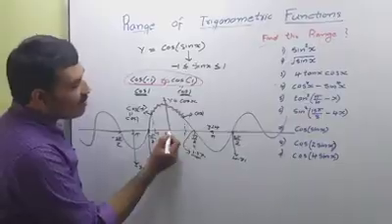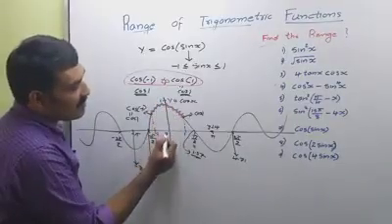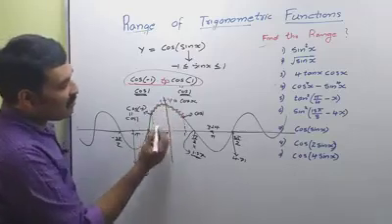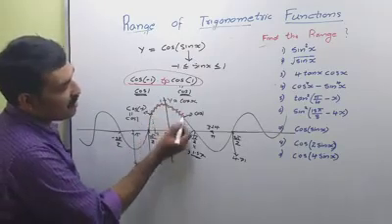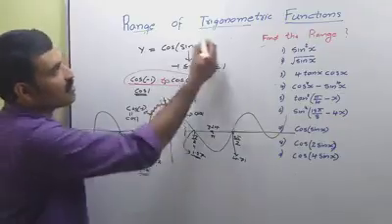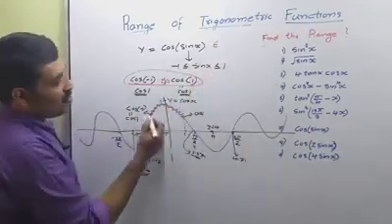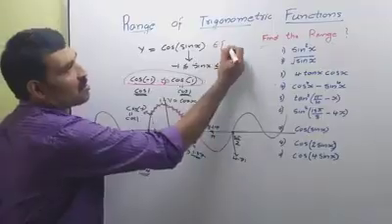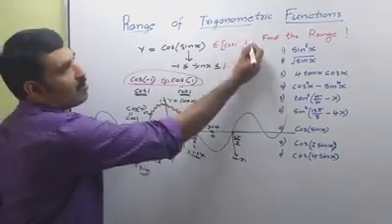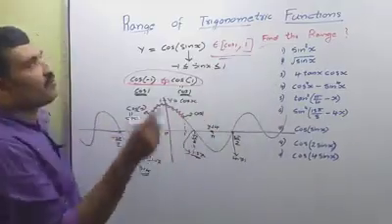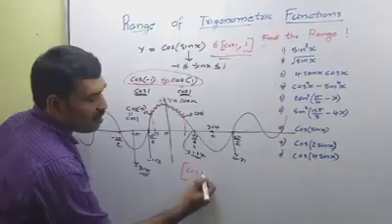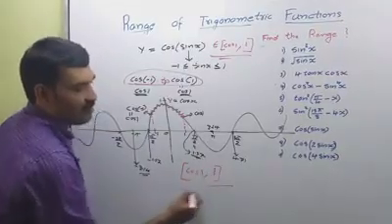So the maximum value of this function is 1, that is, when sin of x is equal to 0. And the minimum value is equal to cos 1 at this point. This is the minimum value and this is the maximum value. So this function belongs to the closed interval cos 1 to 1. So the range of y is equal to cos of sin x is cos 1 to 1.